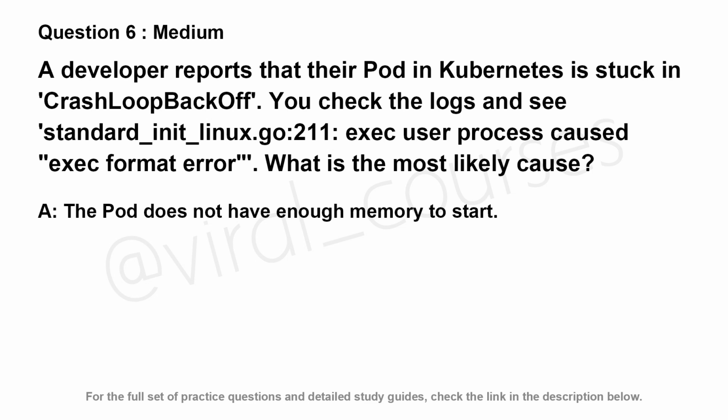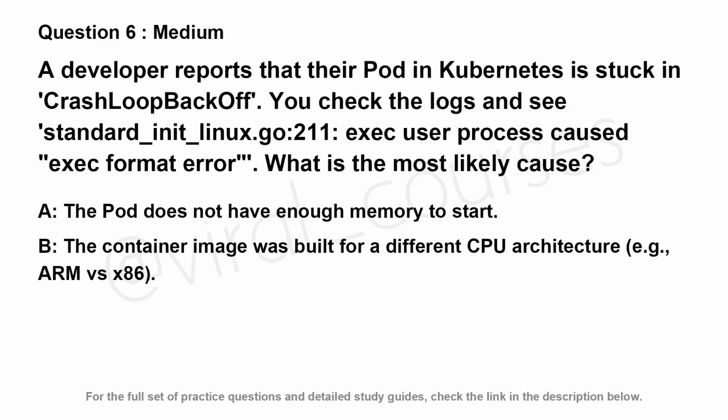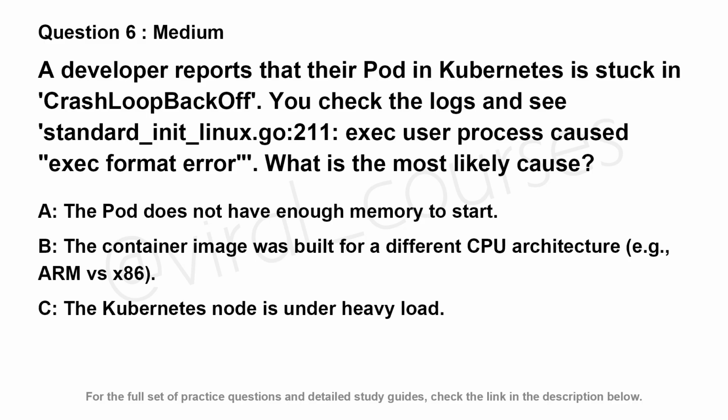Option A. The pod does not have enough memory to start. Option B. The container image was built for a different CPU architecture, e.g., ARM versus x86. Option C. The Kubernetes node is under heavy load. Option D. The liveness probe is failing.